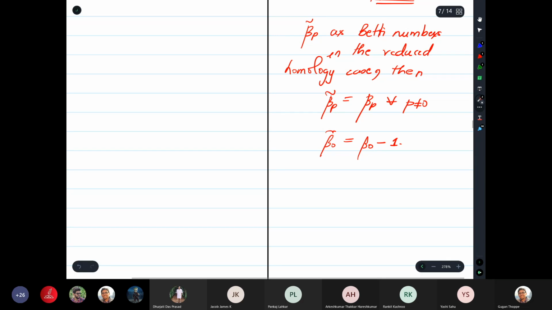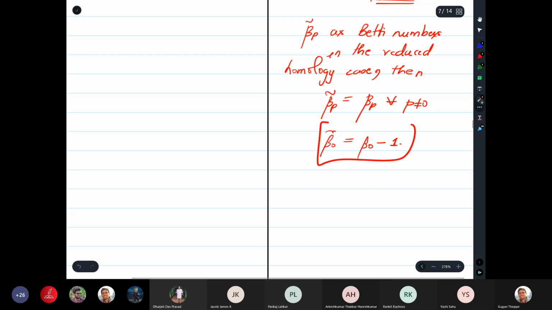So one can in general show that beta p tilde is the same as beta p for all p not equal to 0, whereas in the p equals 0 case, beta 0 tilde turns out to be beta 0 minus 1, as we saw in the previous example. So one can in general see that this relationship holds true, right? So the question then is, why is this reduced homology needed? First of all, the word reduced makes sense because all the Betti numbers except the 0th Betti number are one and the same, but the 0th Betti number reduces by 1.